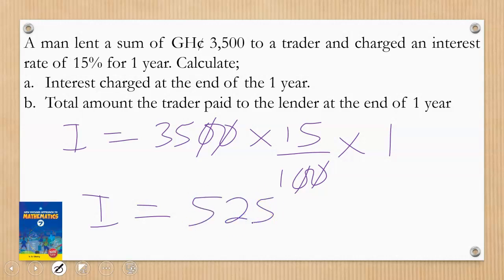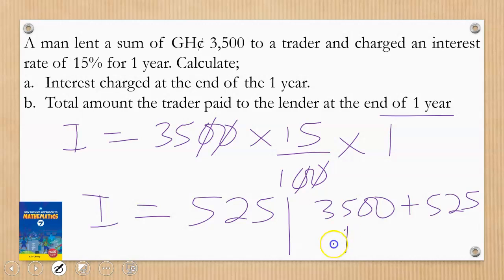525. Now, the amount the trader paid to the lender at the end of 1 year. How much would the trader pay to the lender? The lender gave 3,500. Now the interest accumulated on this money is going to be 525. When you put this money together, that will give us 4,025. So at the end of 1 year, the trader is going to pay back 4,025 cedis to the lender.